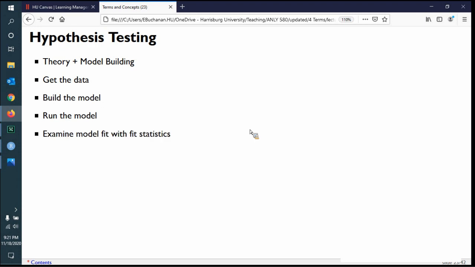So far this should sound a lot like EFA, because it follows the same procedure. I get the data. I have some theory about the number of factors, right? I run it and look at my fit statistics. Are they adequate? Do they map? If not, update and replicate. So rerun it, try again.